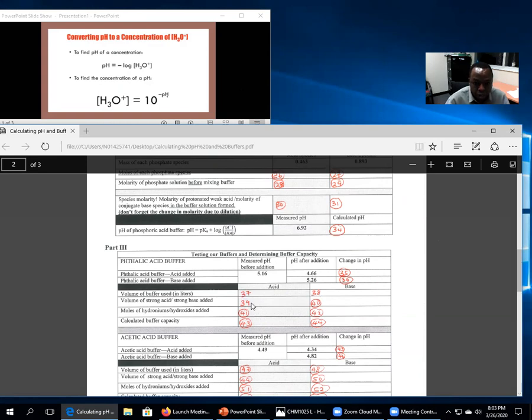Volume of strong acid or strong base added. It's going to tell you the volume in number 37, how much volume of the base was added. So that it's going to give you the calculation for item number 23, not 37.